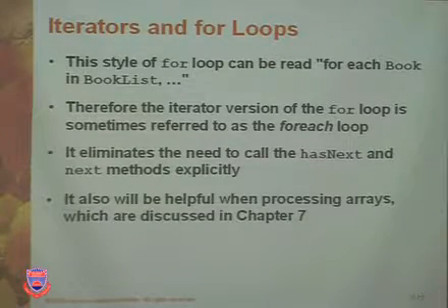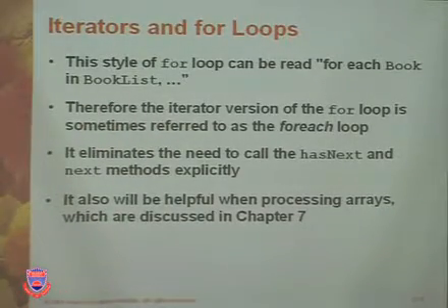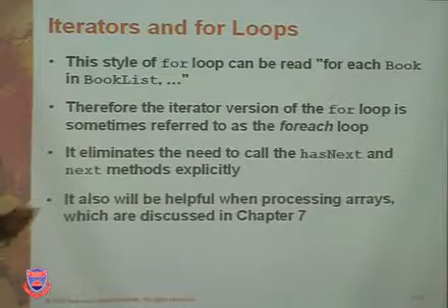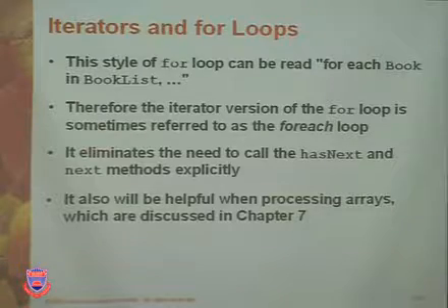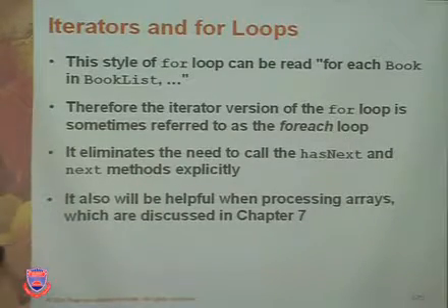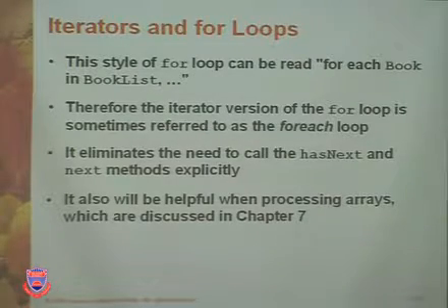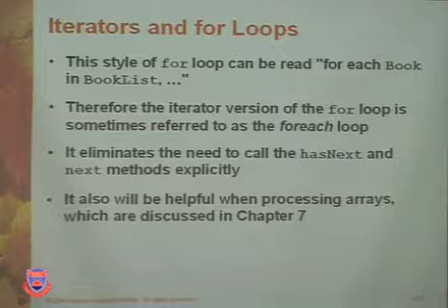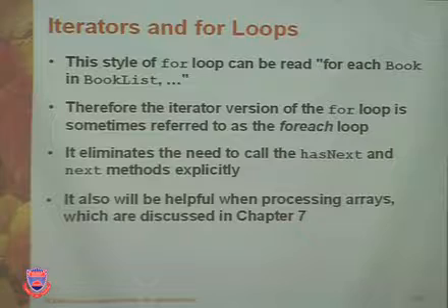So it's also considered as for each book in the book list, which is the for each loop's indication. It eliminates the need to call the has next and next methods explicitly. So it provides a better or simpler implementation for the programmer. You don't need to check whether there are any more components in your iterator or not. That's going to be identified by the for each loop. So you can just rely on the fact that for each will decide whether it has more elements or not based on the has next method. It's going to be able to do it for you.